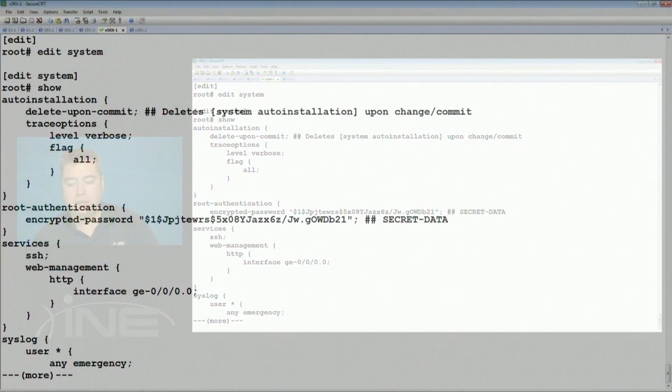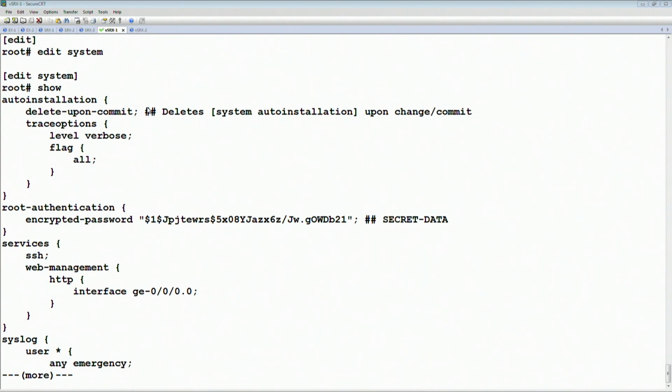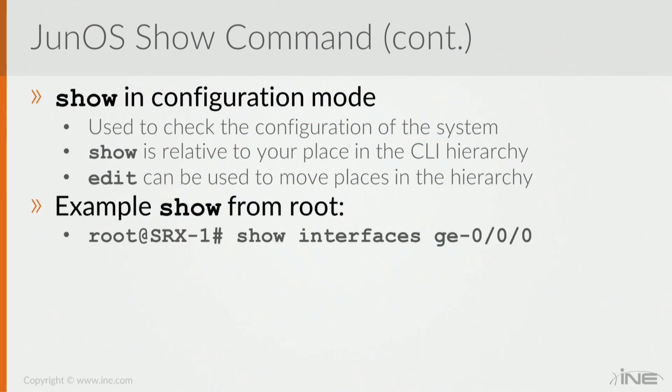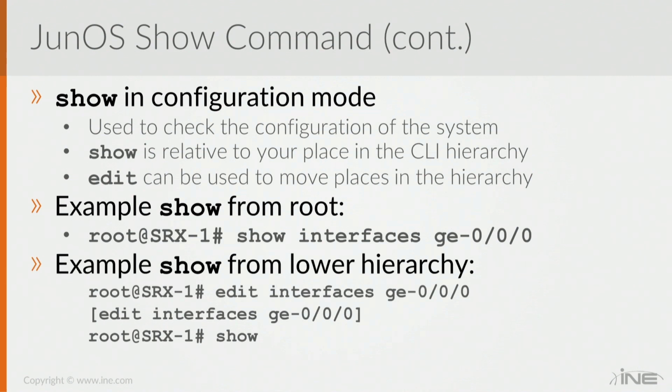But just keep in mind here that it's the same command with two different functions. If you're saying it in config mode, it's talking about show me the running config. If you say it in operational mode, it's saying show me the result of the routing table, show me the result of the interfaces, etc. So like I mentioned, we could do this from root, or you can do it from a lower level in the hierarchy. When you simply say show, it's going to say show me wherever I am. I'm under interfaces under ge-0/0/0.